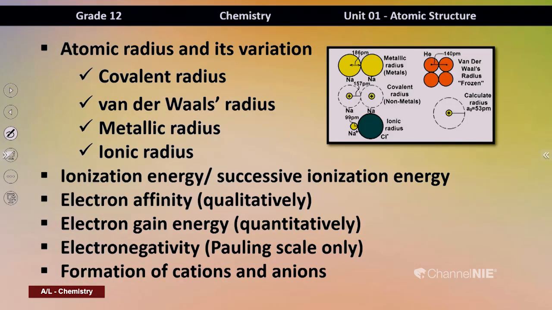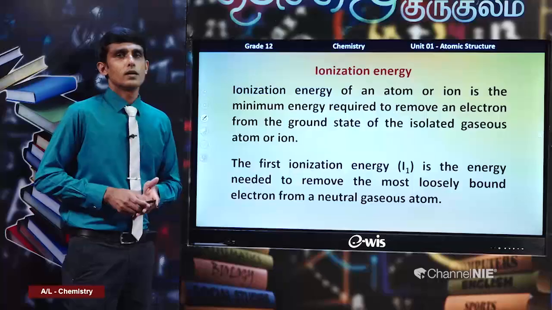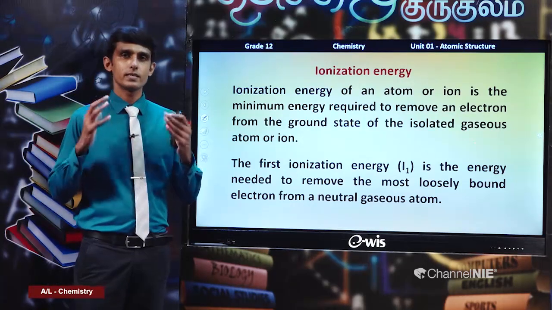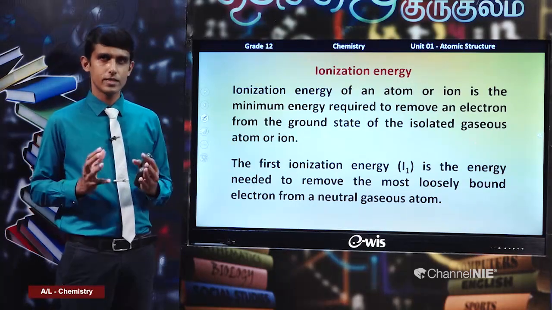I think you remember that we have already done atomic radius and its variation. Today we discuss mainly the ionization energy and its variation, electron gain energy and its variation, and electronegativity and its variation. Now, in the previous part we discussed what is meant by ionization energy.